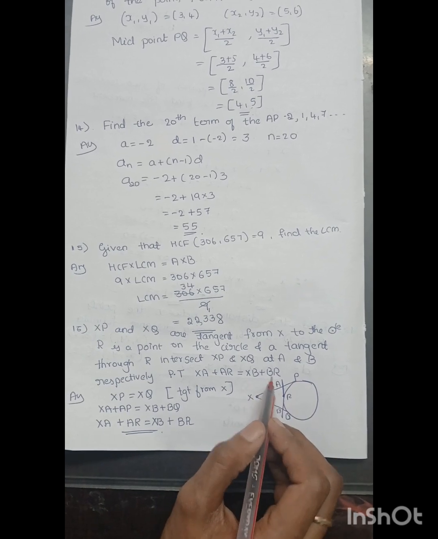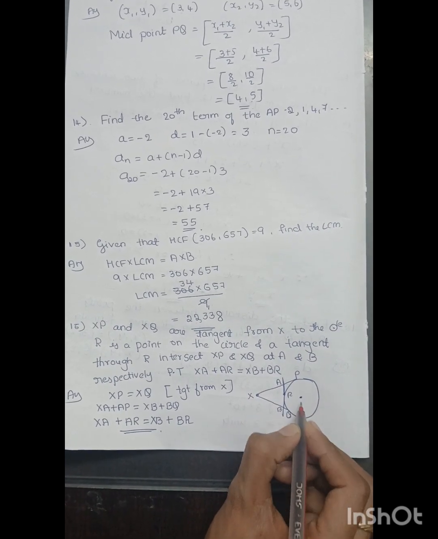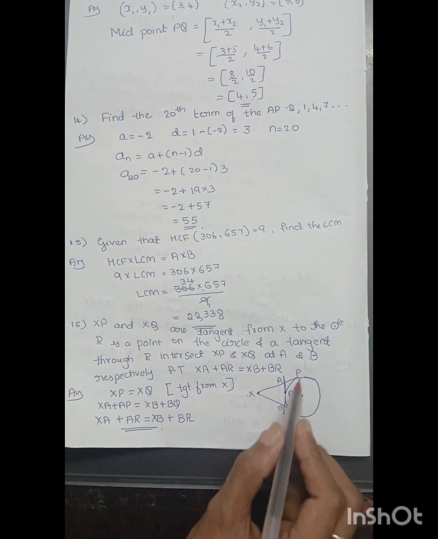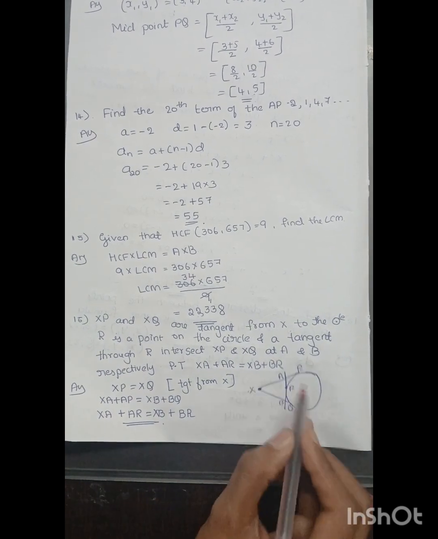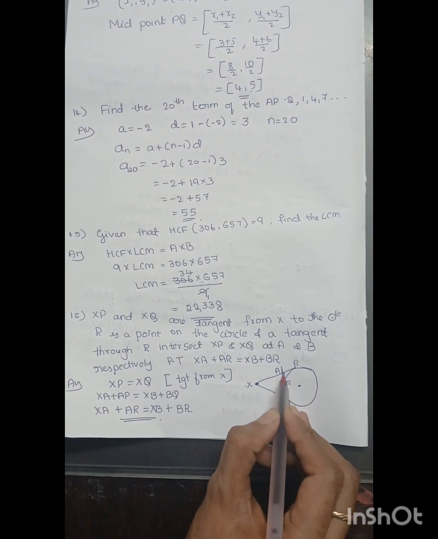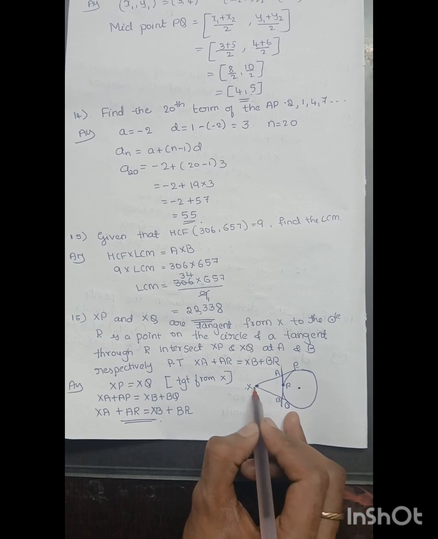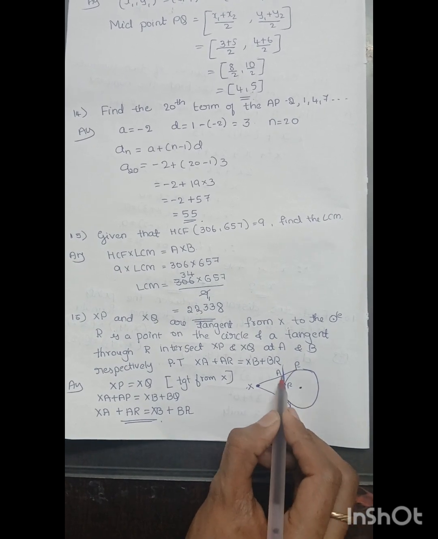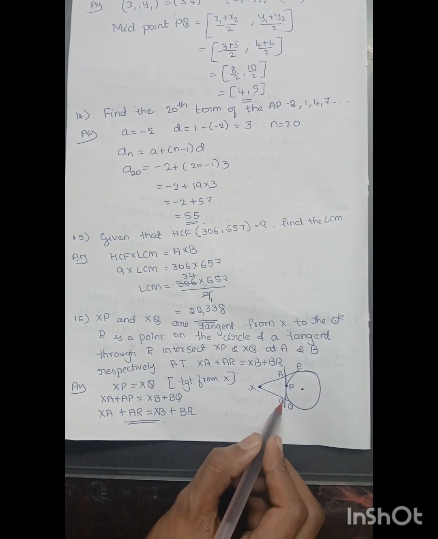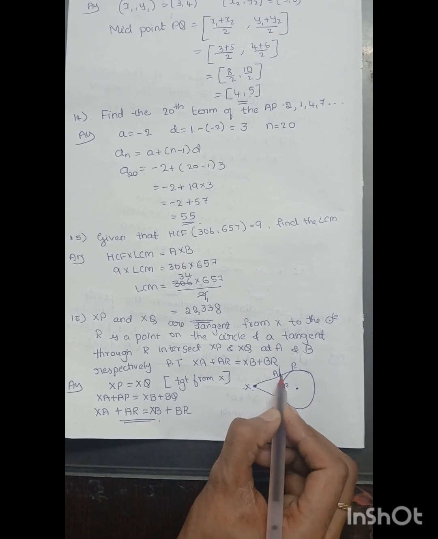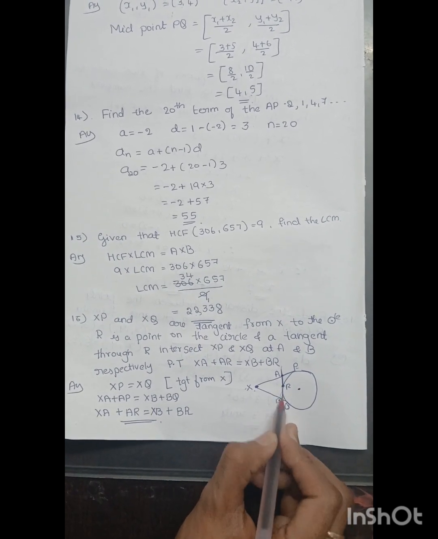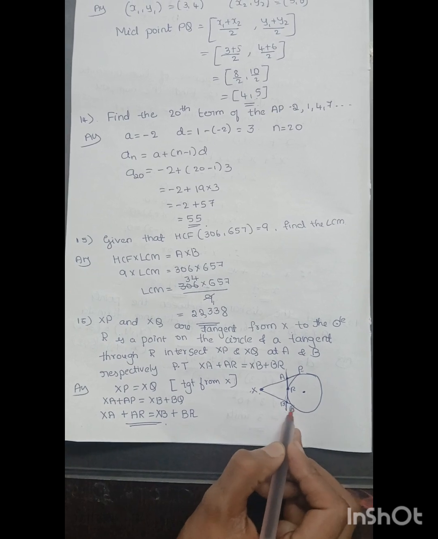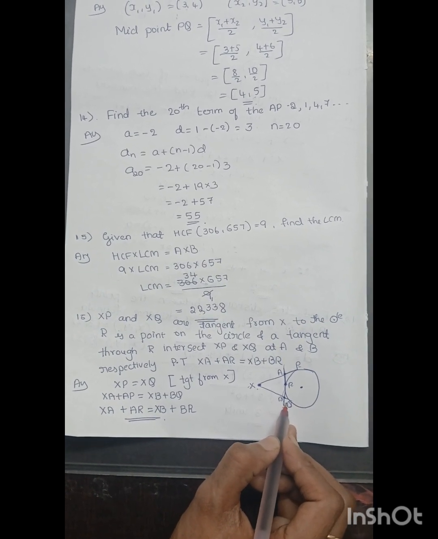Here the figure is not given, we have to draw a figure. O is the center of the circle, XP and XQ are the tangents from the point X, and R is a point. Through R we have to draw a tangent which touches XP at A and XQ at B. Here A is an external point, AP equal to AR, B is an external point, BR is equal to BQ, because tangents drawn from an external point are equal.